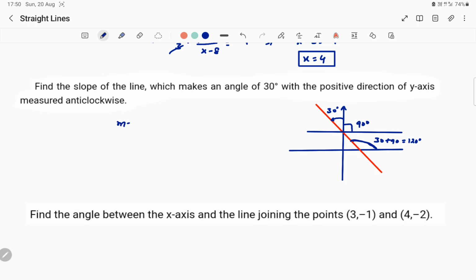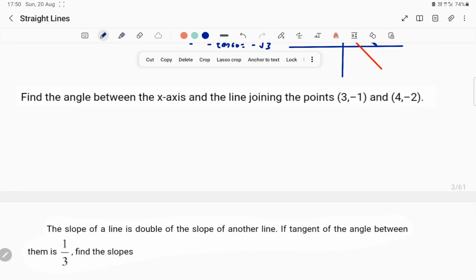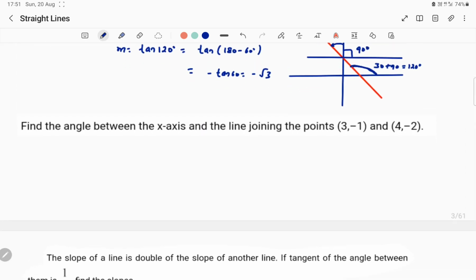So what is the slope? Slope is tan 120. What is tan 120? If you know, good. If not, you must know. So we can write here how much? 180 minus 60, and we got minus tan 60, which is minus root 3. Okay, now quickly let's do 2 more problems. 2-3 more problems are there.